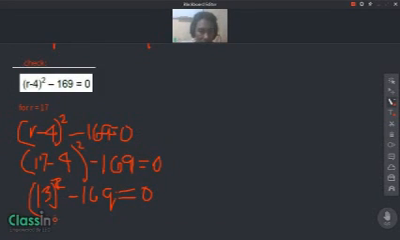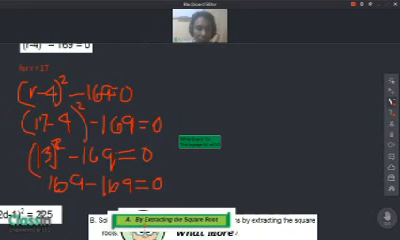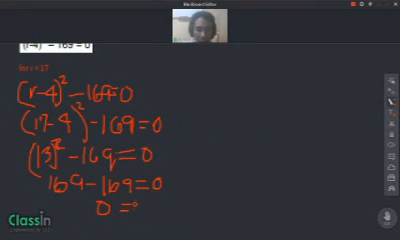So 13 times 13 is 169, minus 169 equals 0. Okay? So the value of r, 17, satisfies our equation, and that makes our equation true.